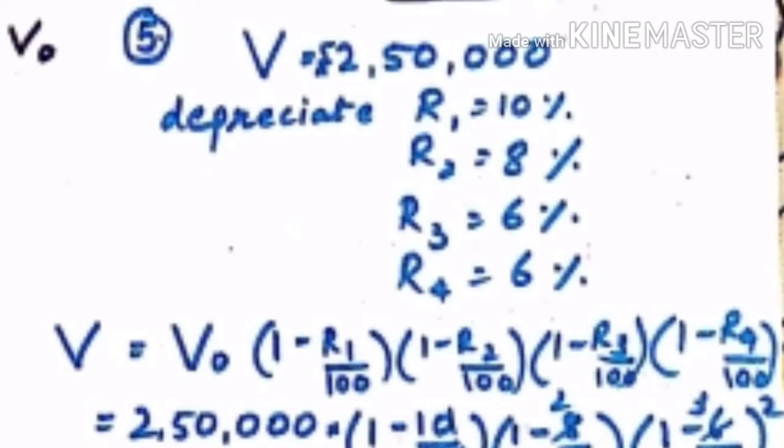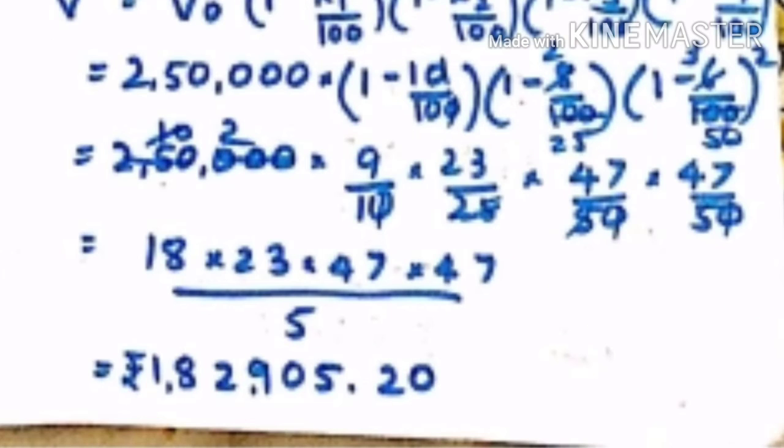As you can see, R1 is 10, R2 is 8, R3 is 6 and R4 is also 6. So you can write (1 minus 6 by 100) whole square. Now I kept my values and cancellation in the bracket. 0 0 cancelled in the first bracket, in the second bracket 4 2s and 4 25s, and in the third bracket 3 2s and 50. Then subtraction.